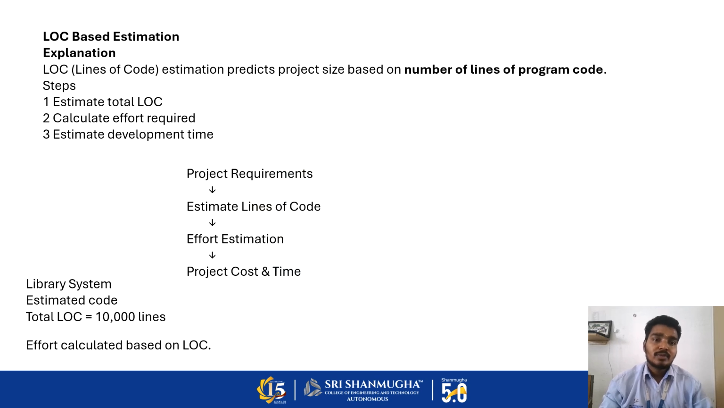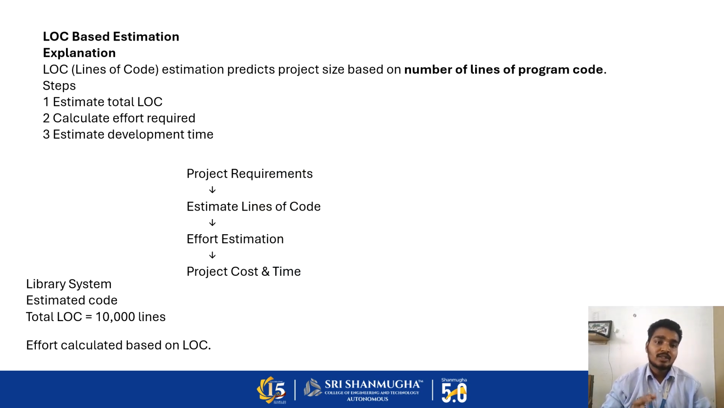Next we see LOC based estimation. What is LOC? LOC is lines of code. If we create software or a project, we have multiple modules in the software development. Each module has many lines of code. So it is called LOC, lines of code. There are three steps. First, estimate the total LOC, that is the lines of code in the software development. Then calculate the effort required and estimate the development time. So from project requirements, estimate lines of code, then the effort estimation, and the project cost and time. This helps explain LOC based estimation.